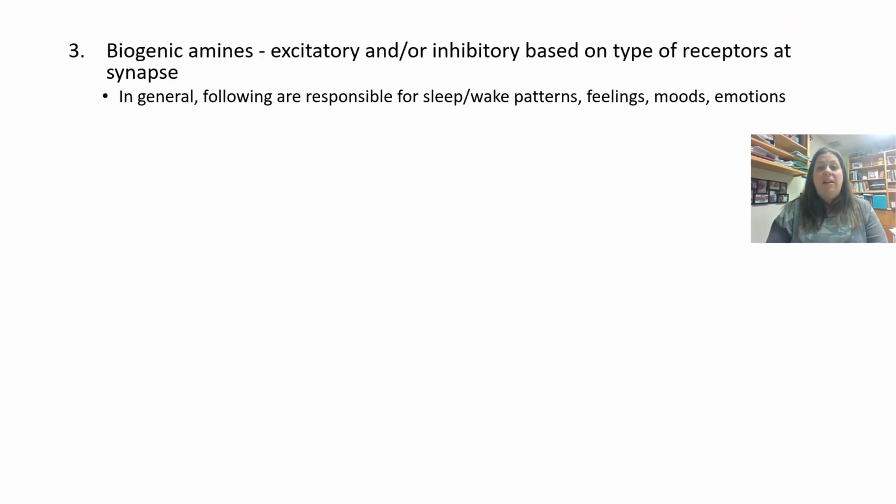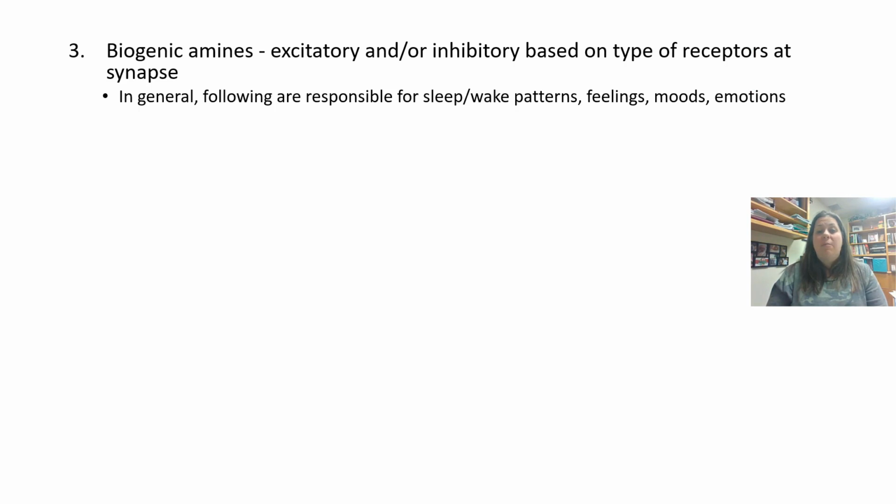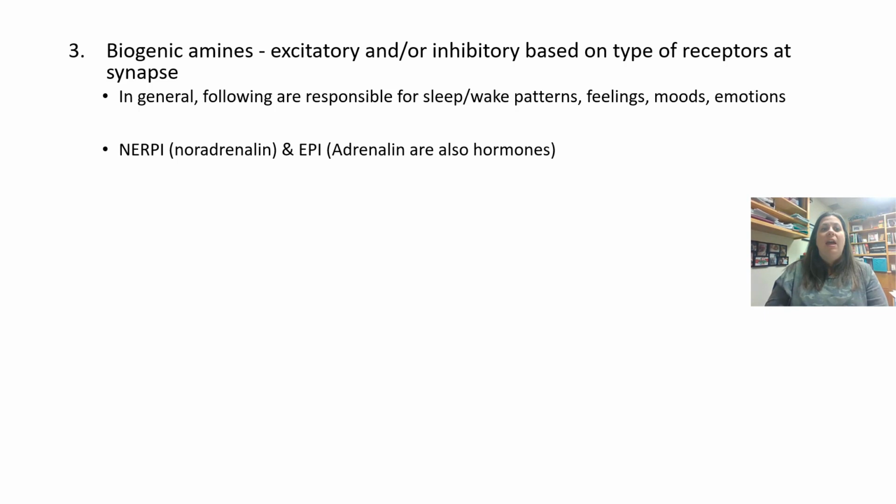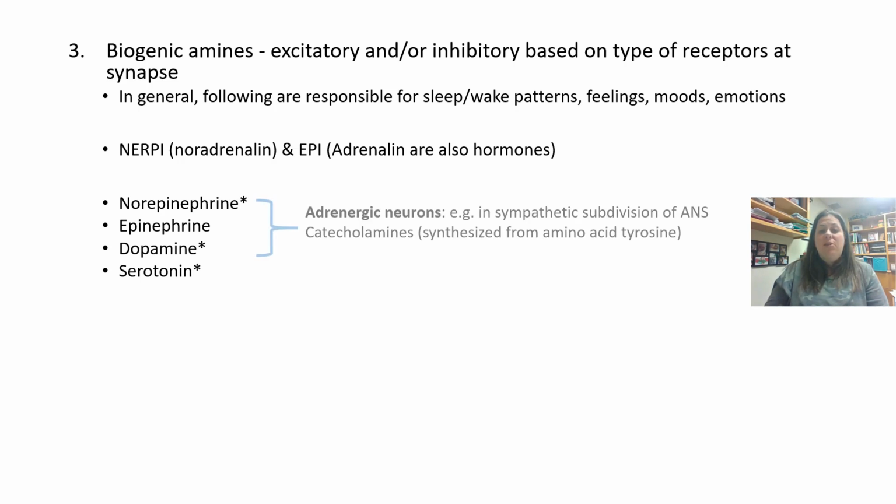Biogenic amines can be excitatory and/or inhibitory based on the type of receptor at the end of the synapses. In general, these are going to be responsible for your sleep-wake patterns, your feelings, your moods, and your emotions. Some examples are norepinephrine and epinephrine. So adrenaline is another name for epinephrine, and noradrenaline is for norepinephrine. Norepinephrine, epinephrine, dopamine, and serotonin are all going to be what we consider adrenergic neurons.